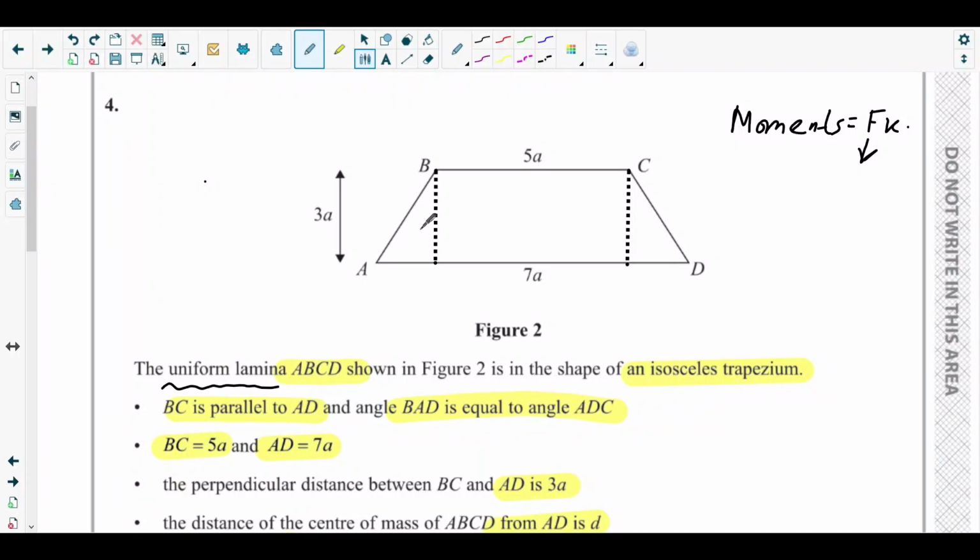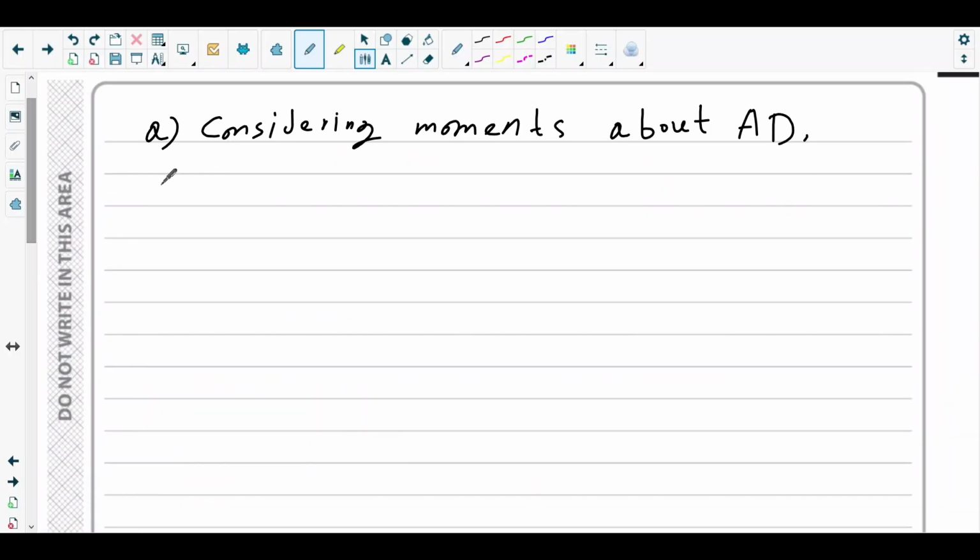So the area of the first triangle, this right angle triangle: if this is 7a and this is 5a, then the distance from this point to that point is 5a, so this distance is just a, and this is 3a. The area of the triangle is half times base times height, right? So the mass would be half times a times 3a, and we multiply by g to get the force.